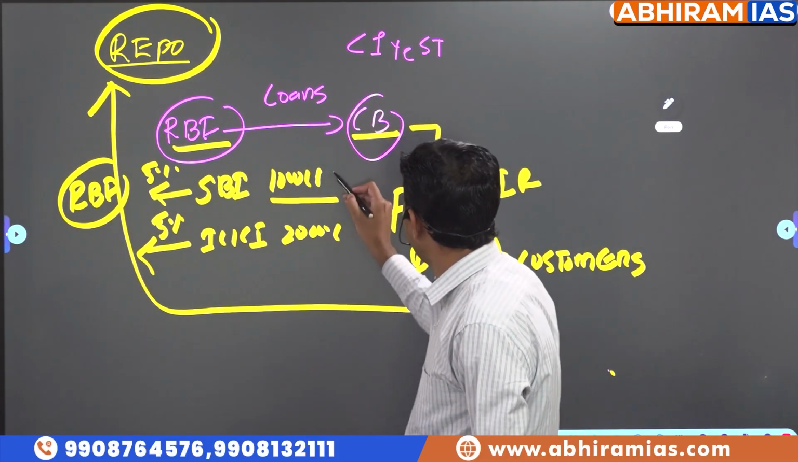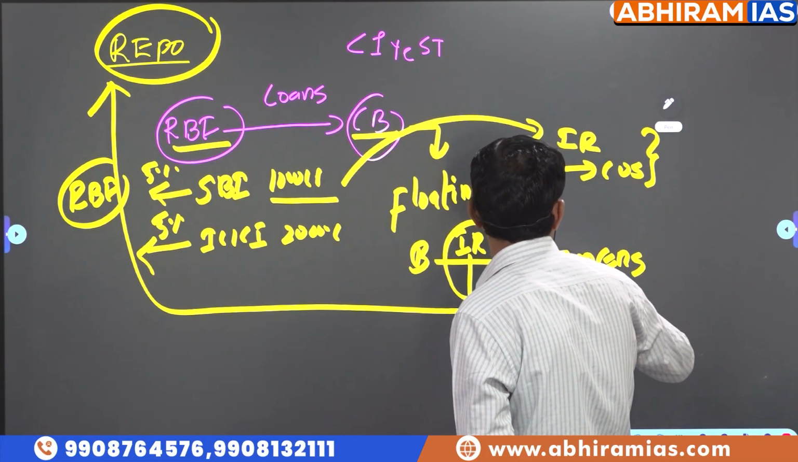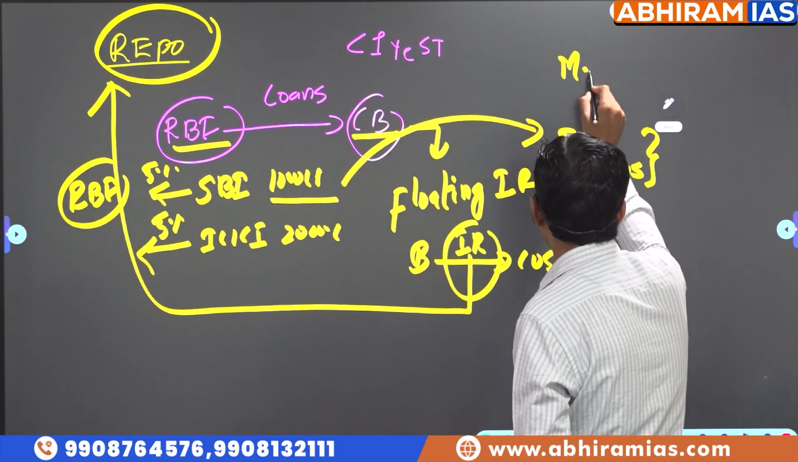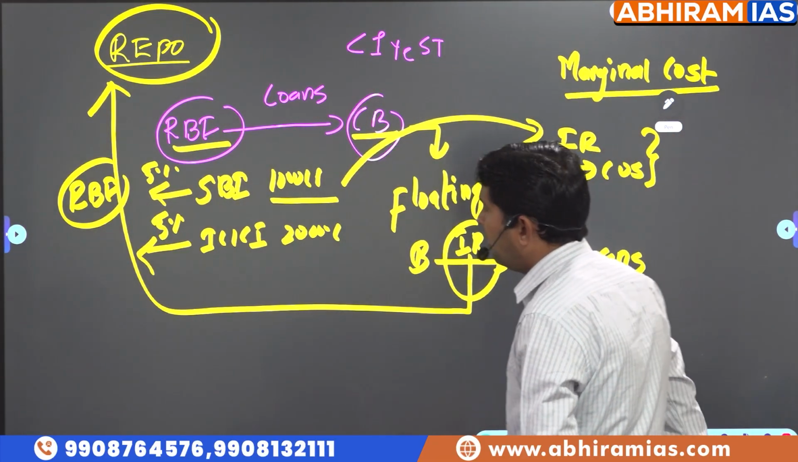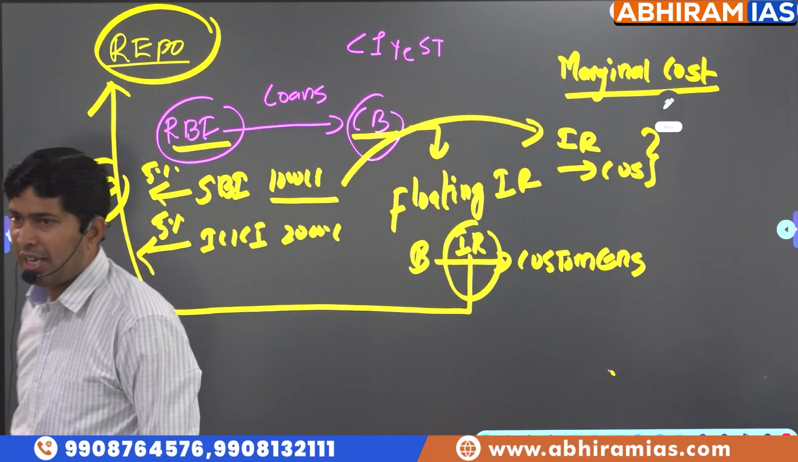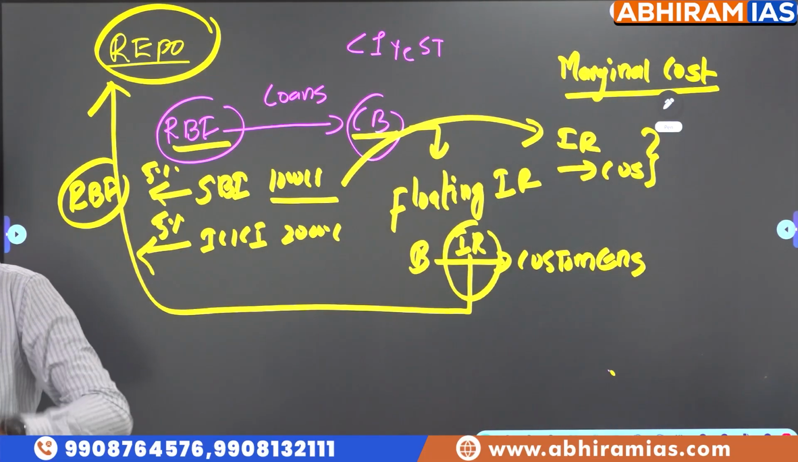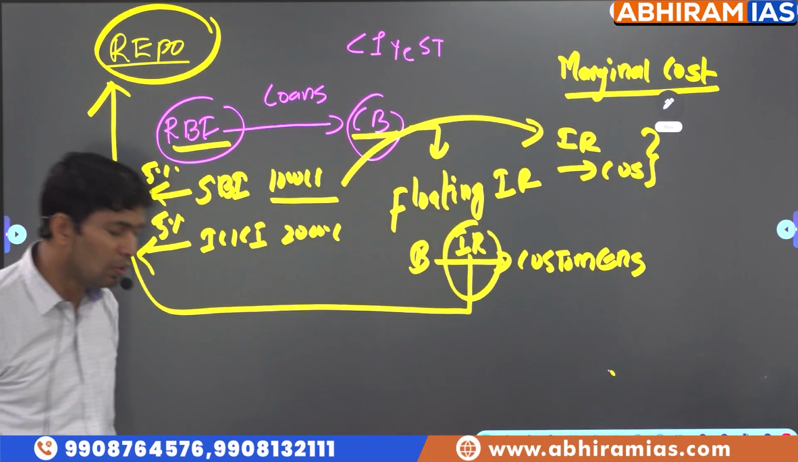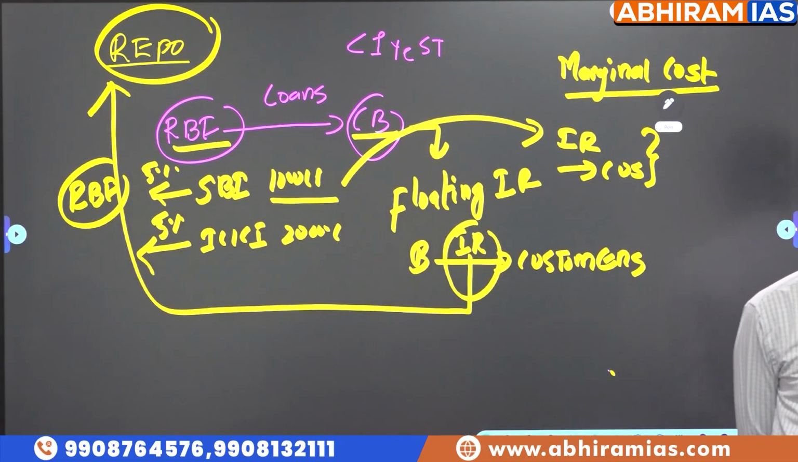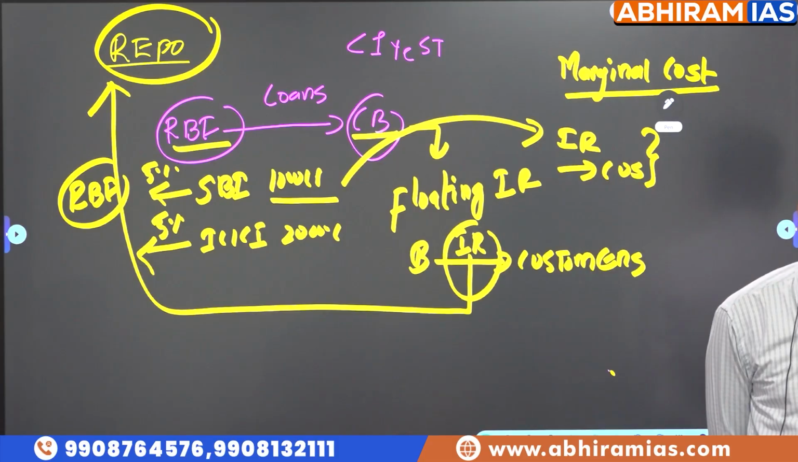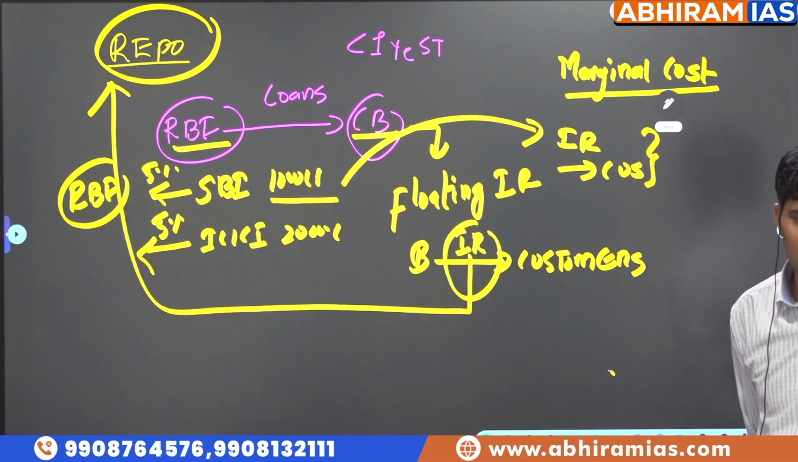Now, when SBI is fixing the interest rate for customers, it considers something called marginal cost. Sir, what is the meaning of marginal cost? After a bank borrows from RBI, till it provides loans to the customers, all the expenditure that is incurred is called marginal cost. Let's say, for SBI: employee salaries, rental expenditure, administrative expenditure, and profit margin, which we call the spread. All this is called marginal cost.